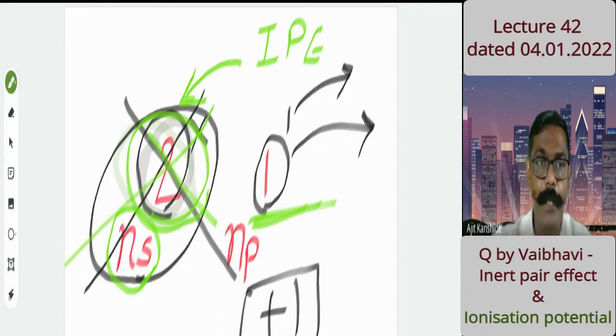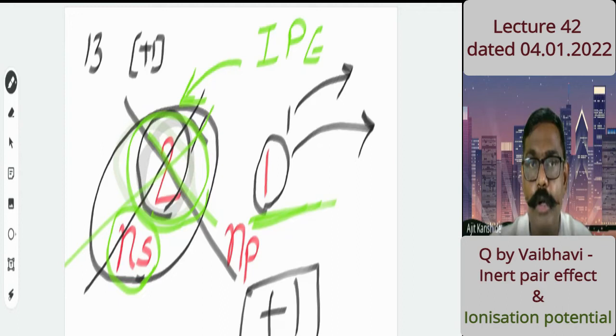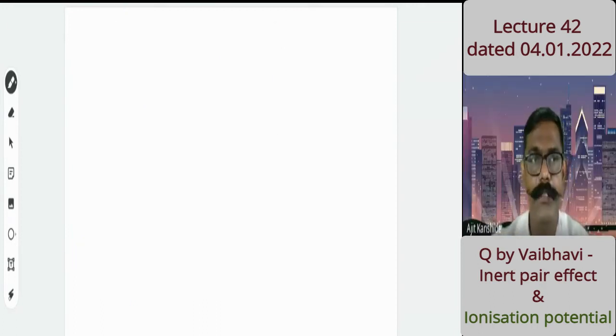Because of this inert pair effect, I'm going to sum up. For group 13 elements, we find that +1 becomes the predominant oxidation state as we go down the group, compared to +3. Is it clear? Yes, sir. Then answer my question.